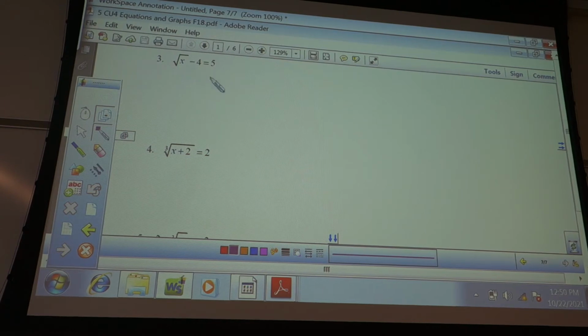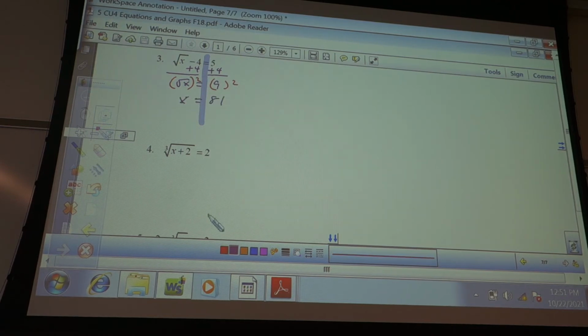All right, so here, I'm first going to draw my little line down the middle. I need the square root by itself, so I'm going to add 4 to both sides. And I'll end up with square root of x equals 9. I'm going to square both sides, and I end up with x equals 81. That was nice and simple, right?